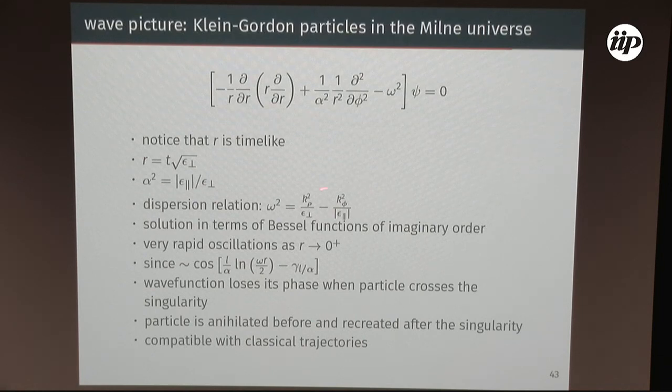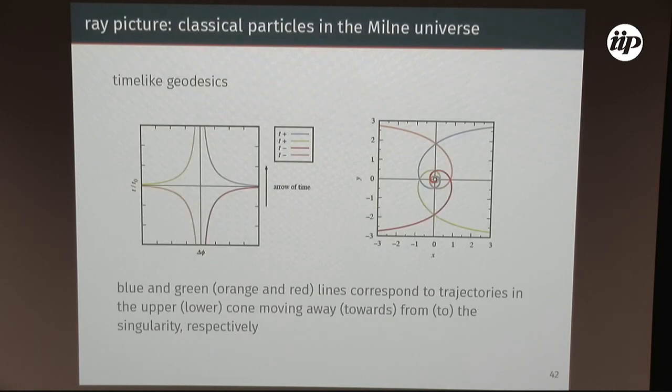So the wave part is similar, but this is a little bit interesting. The special relation is like that. The solution of this is in terms of Bessel functions of imaginary order that near the origin goes like this. And so as r goes to 0, the log diverges, and this oscillates violently. So the wave function loses its phase. There's no meaning for a phase of the wave function here. So it's like the particle is annihilated before reaching the singularity and being recreated on the other side, like the classical picture shows here.